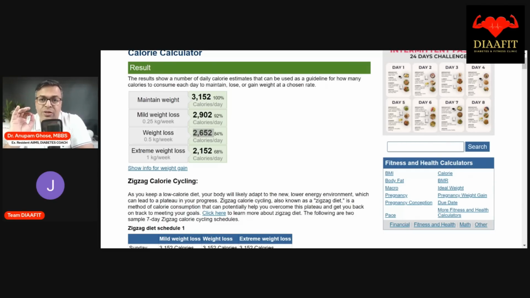Out of those 2,600 calories, the maximum carbohydrate you can take is 26%. So 26 divided by 100, multiplied by 2,600, divided by 4 will be the total number of carbohydrates you need to take. Follow the DIAAFIT diet. It is a balanced diet because we have carbohydrate, the right amount of protein, and the right amount of healthy fat. Most diets omit healthy fat and give very little protein, and because of that, most diets are not successful for diabetes reversal.